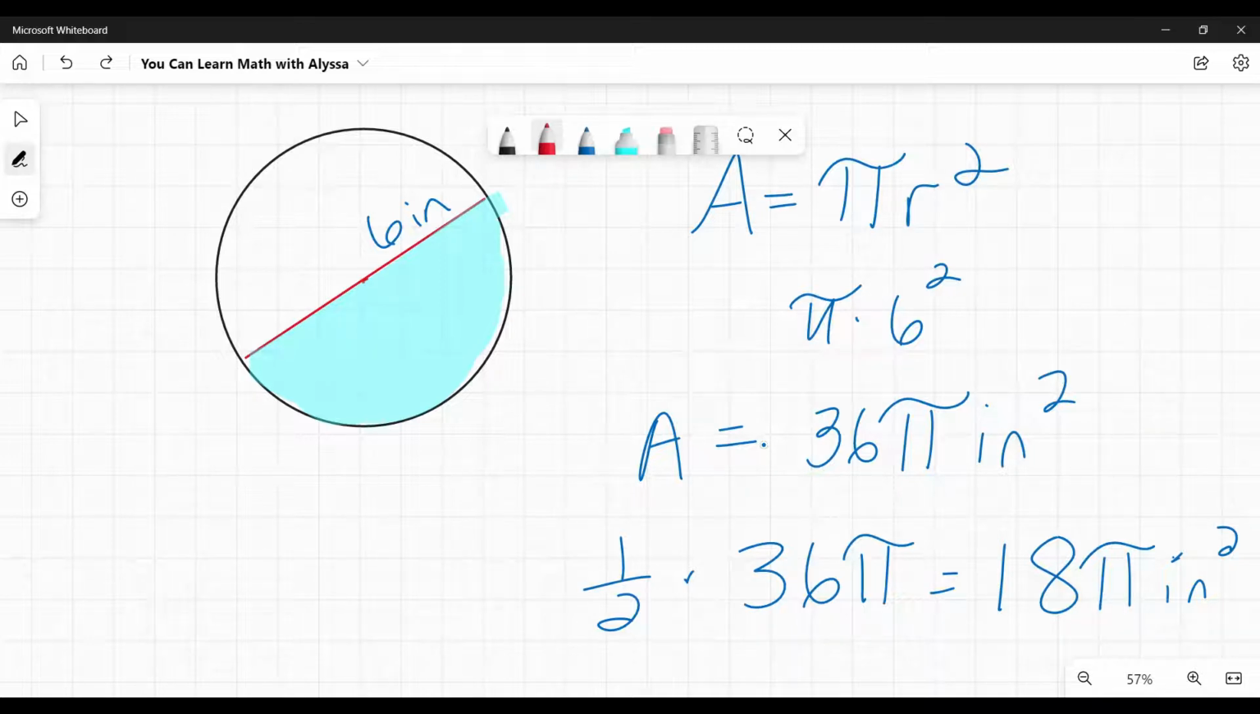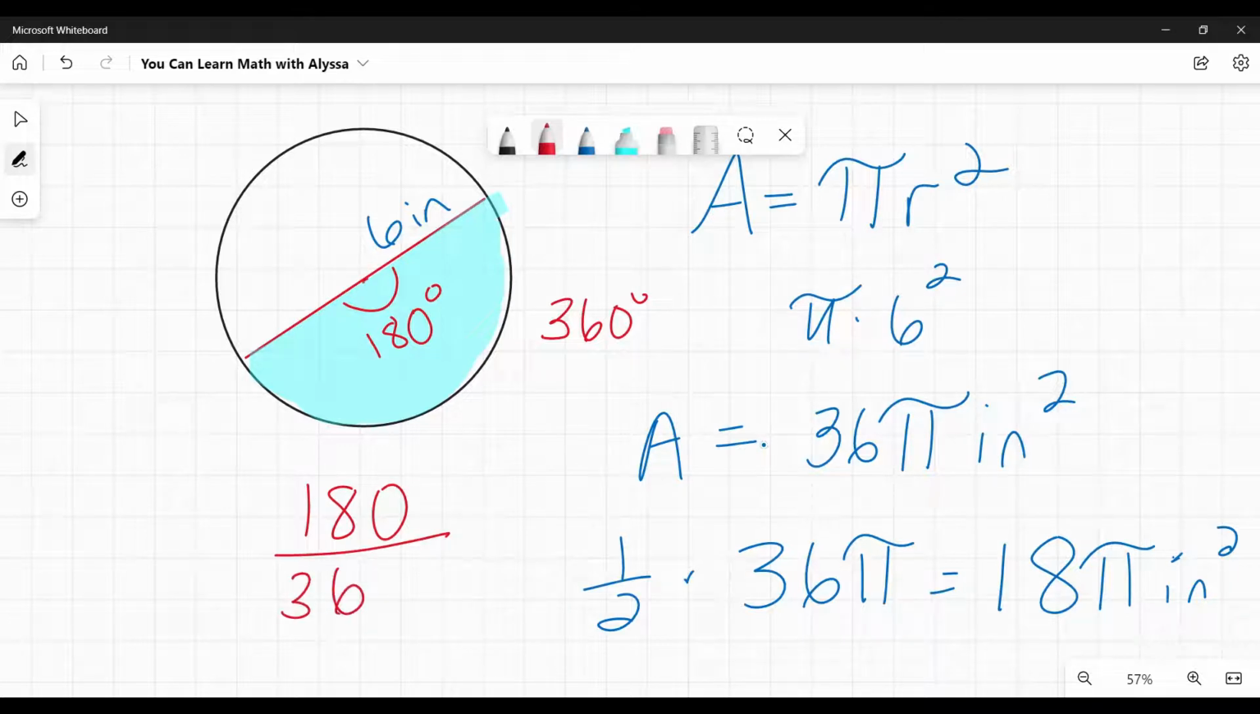So let's look at this. This is a straight line. What is the angle measure of a straight line? It is 180 degrees. Like if you have two 90-degree angles, they make a straight line. 90 plus 90 is 180. So there you go, 180 degrees. How many degrees are in a full circle? 360. So this was 180 degrees out of a possible 360. And if I simplify that fraction, 180 over 360, I get 1/2.